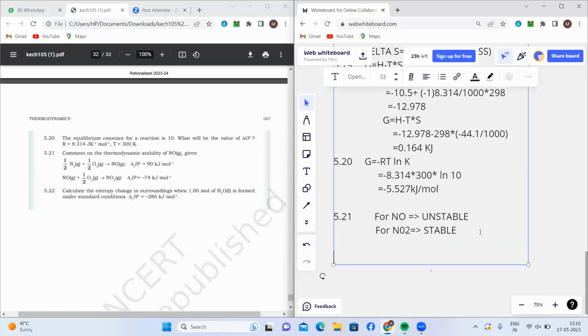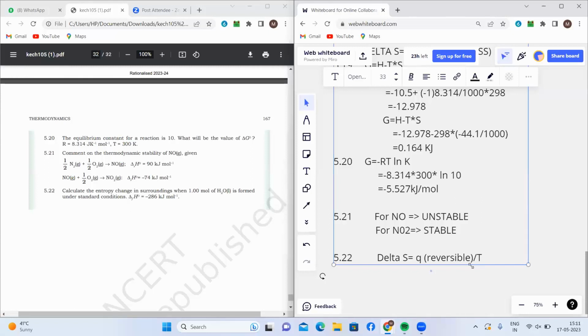लास्ट क्वेश्चन फॉर टुडे. 5.22 कैलकुलेट द एंट्रोपी चेंज इन सराउंडिंग्स व्हेन 1 मोल ऑफ H2O लिक्विड इज फॉर्मड इन द स्टैंडर्ड कंडीशन. मतलब जब H2O लिक्विड का 1 मोल बन रहा है तब अपने को एंट्रोपी चेंज बतानी है. तो सीधी सी बात है इसमें भी सेकंड लॉ पे जाना है और सीधे फॉर्मूला लगाना है कि डेल्टा एस इज इक्वल टू क्यू, वैसे तो क्यू बोल सकते हैं लेकिन क्यू रिवर्सिबल बोलते हैं इसलिए हम क्यू रिवर्सिबल लिख लेते हैं, क्यू रिवर्सिबल डिवाइडेड बाय टेम्परेचर.